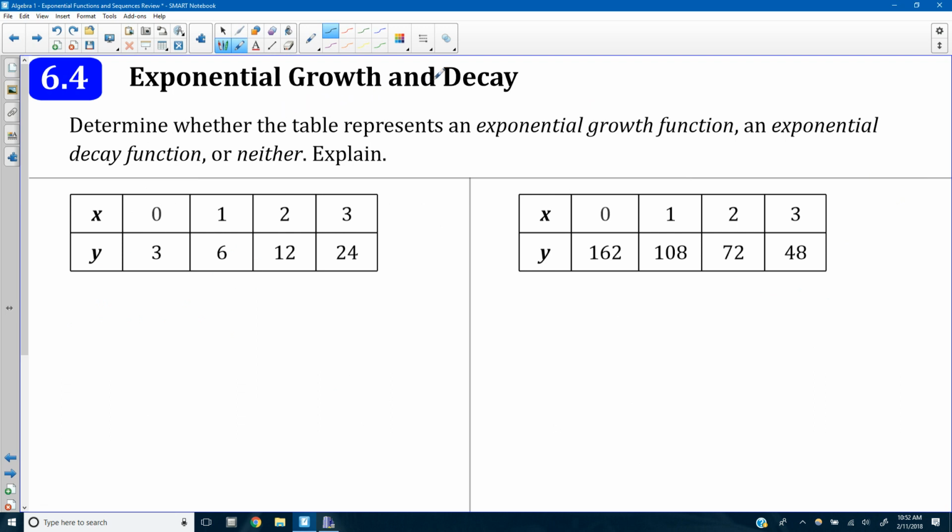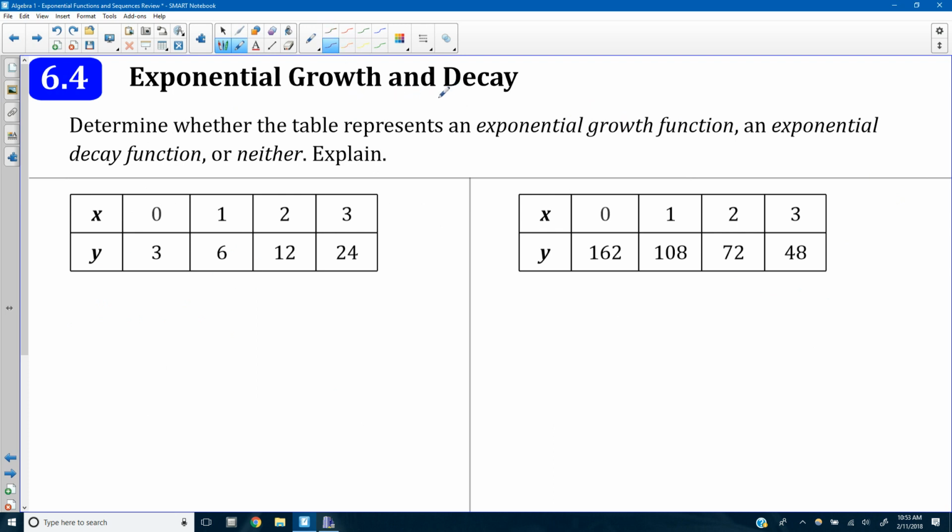Actually, this is still before the word problems. Determine whether the table represents an exponential growth function, exponential decay function, or neither, and explain. All right, well, you have some options here, and I'm going to play with these options a little bit because I'm going to help you create more equations out of these as well. But all we're trying to see is how y is changing.